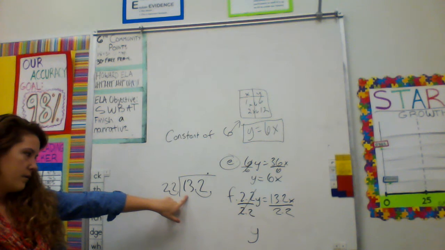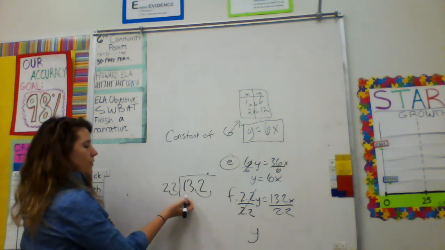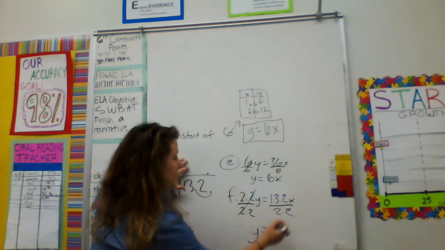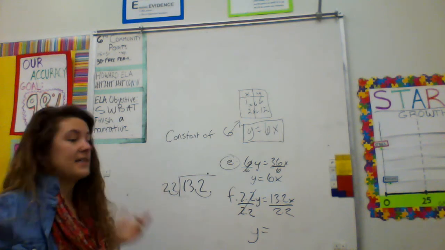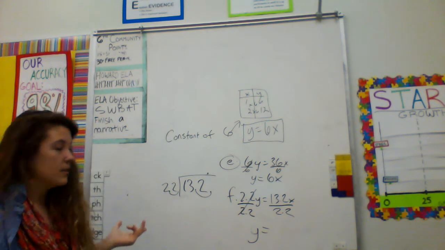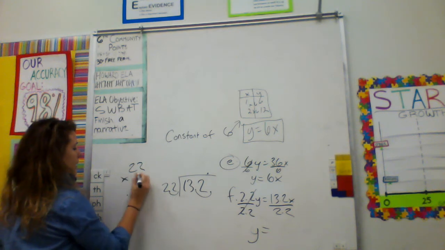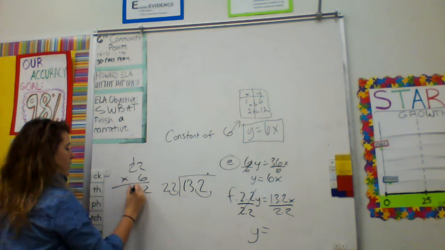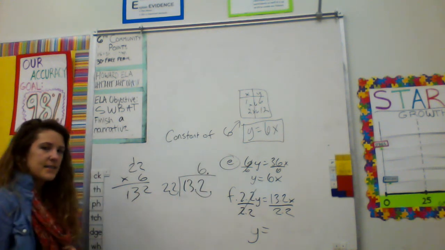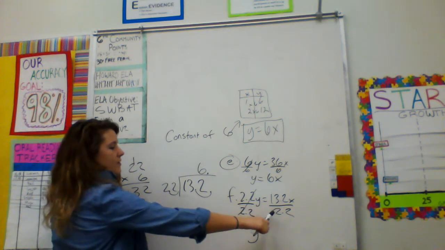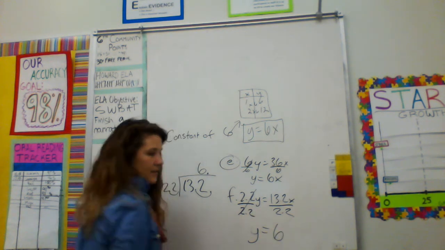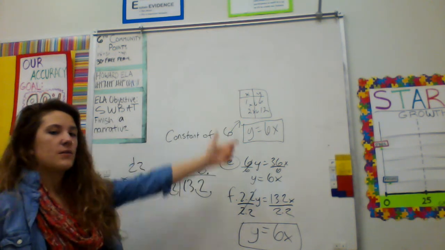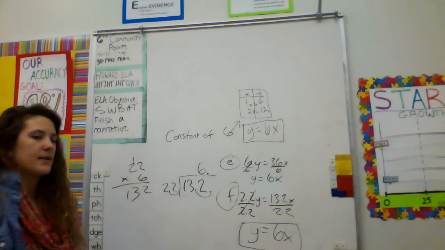22 doesn't go into 13. So how many times does 22 go into 132? Now, I really want this answer to be 6. So that's the only thing I'm going to try. If it's not 6, who cares what it is? If it is 6, then great. So let's see. 22 times 6. 6 times 2 is 12. 6 times 2 is 12, plus 1 is 13. This goes in exactly 6 times. So 13.2 divided by 2.2 is going to be 6. Y equals 6x. This also matches my original, so F is also a possible answer choice.